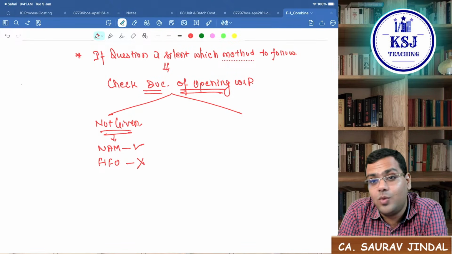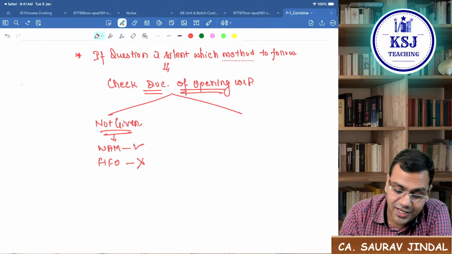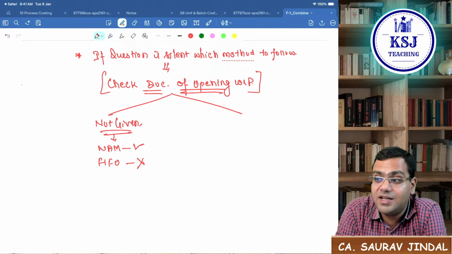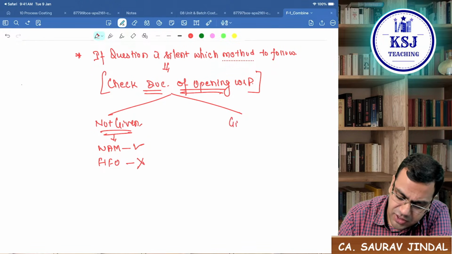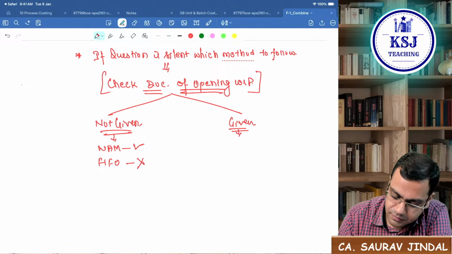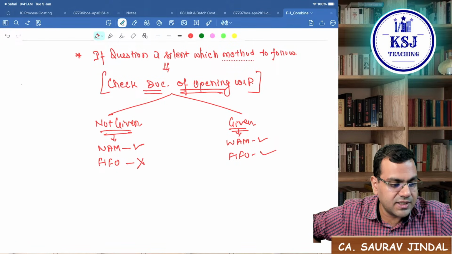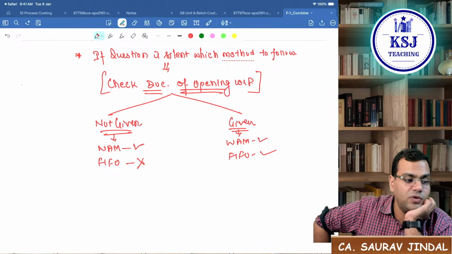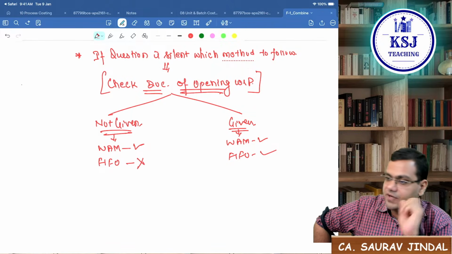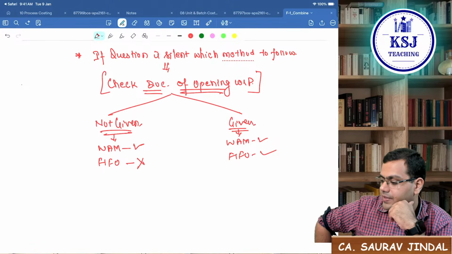Right? So this happened in one of the exams where they did not mention which method to follow, and they have not given the degree of completion of opening WIP. So that was a hint that weighted average method is to be followed. So you have to be careful with this. If the degree of completion is given, then you can do it by any of the methods. Then both the methods are applicable. Right? So if the question is silent with regard to the method, then the first thing you have to see is whether the degree of completion of opening WIP is given or not. If it is not given, then always you will apply weighted average method. Is it clear, guys?